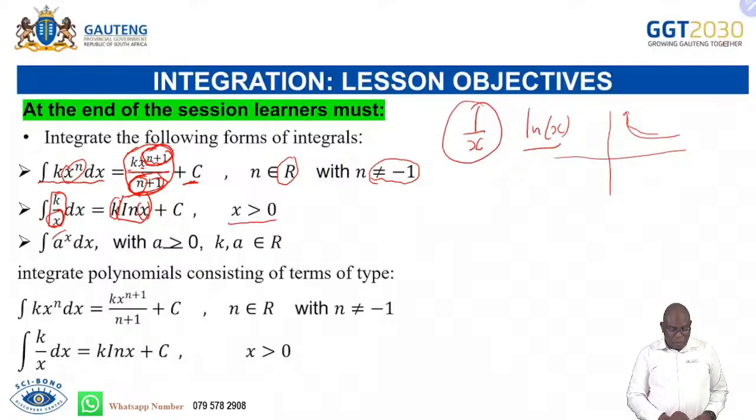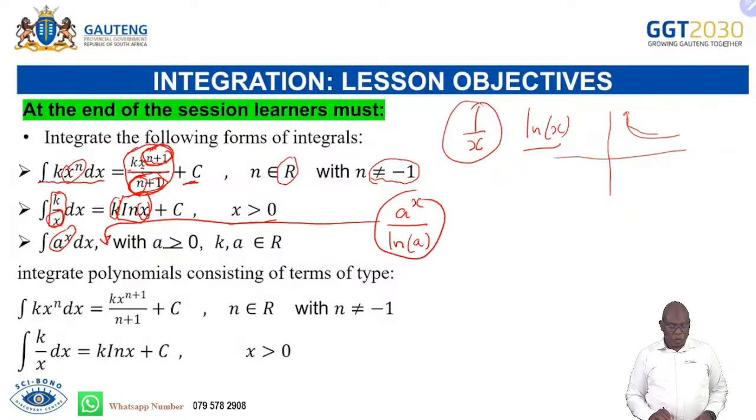The next one, if I've got an exponent of x, the same thing applies, with a greater than 0. When we integrate that, we're going to have a to the power of x all over ln of a. So a to the power of x, where x is an exponent, we write as it is, but then we divide by ln of the base, which is ln of a. So we must know that.